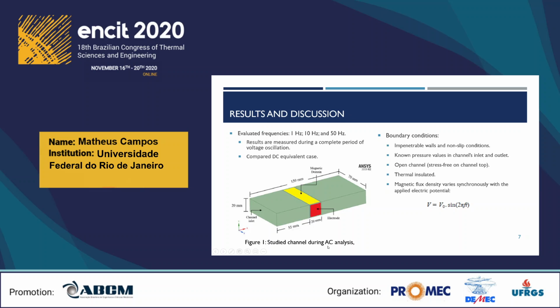In order to evaluate the alternating current effects in the AC pump flow, velocity, pressure and temperature profiles are obtained for a peak applied voltage of 30 volts and for frequencies of 1 Hz, 10 Hz and 50 Hz. The results are measured during a complete period of voltage oscillation, so we can make a proper comparison. We compare these values with a DC equivalent case. This case is the one where the average of the Lorentz force during one oscillatory period is equivalent for the DC and AC case.